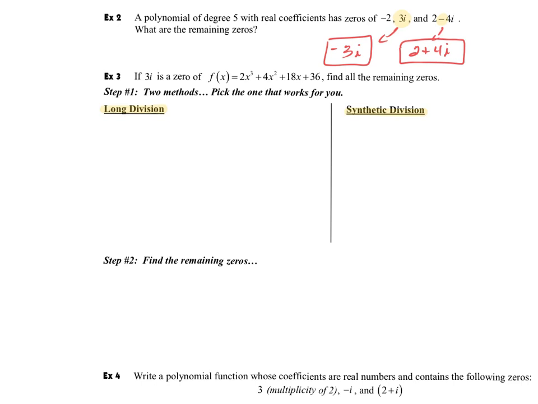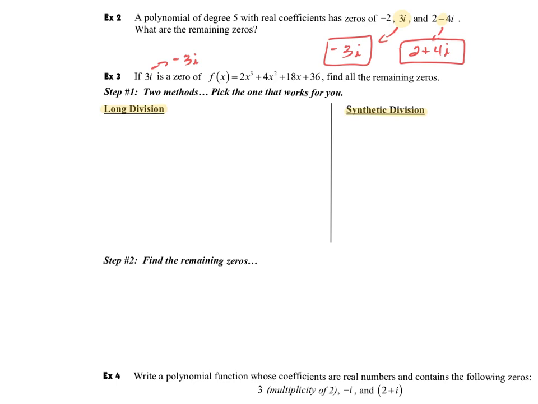All right, this question says, if 3i is a 0 of this polynomial function, find the remaining zeros. So based on what we did in example 2, what we know is that if 3i is a 0, then -3i is a 0 as well. So now, we have some choices of whether we want to find the remaining zeros using long division or synthetic.